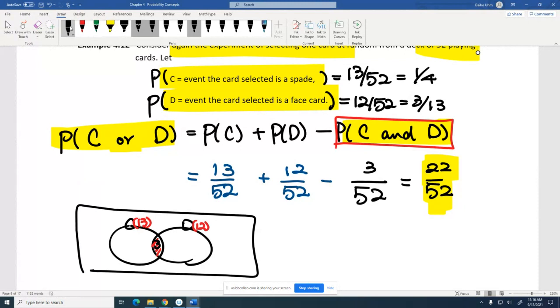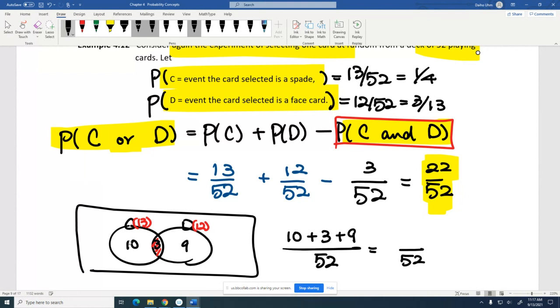Before we had the general addition rule, we had 3 in the middle. Then how many on the left? In C, it must be 13, so the remaining in the left must be 10. And how many in the right? 9. So before the general addition rule, we take 10 in the left, 9 in the right, and we just add 10 plus 3 plus 9 out of 52.